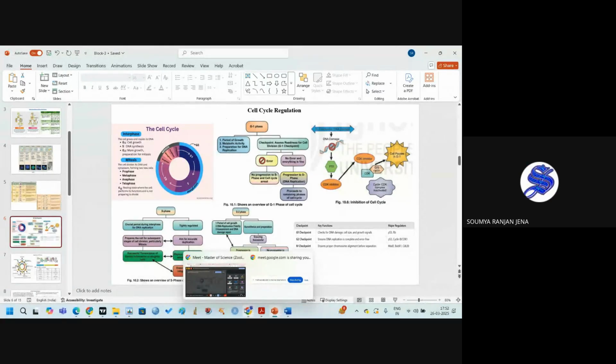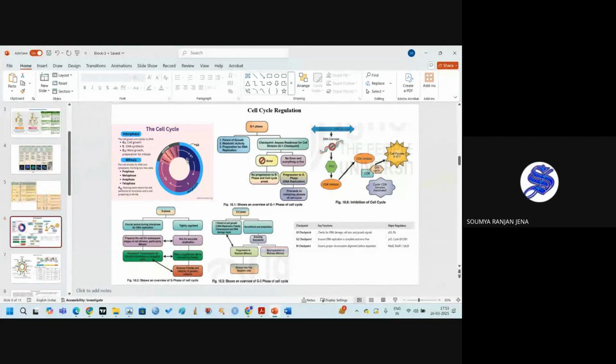Okay. Then we'll go for the main topic, that is cell cycle regulation, how the cell cycle is regulated. As we described, the cell cycle has different phases. One is interphase and another is the mitosis phase. In interphase, there are the G1, S and G2 phases. Here is the G0 phase, that is the quiescent phase or resting state. We'll discuss G0, G1, S, G2 and the mitosis phase.